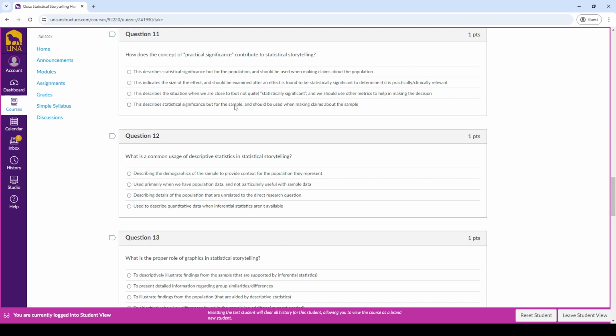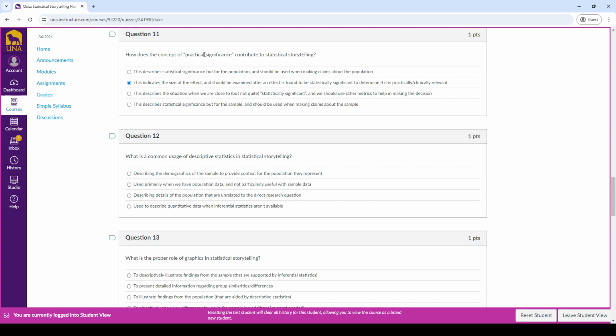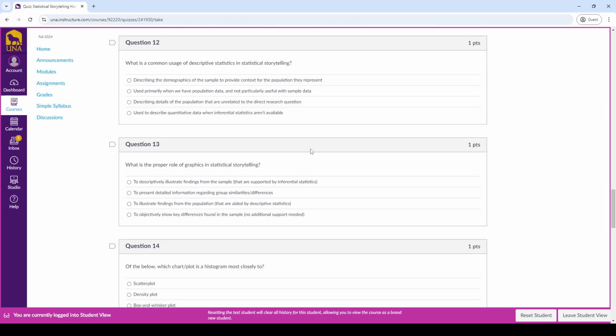"Describes statistical significance, but for the sample when making claims about the sample." No, that's just silly. So here, size of the effect, and we look at this after we find it to be significant to determine if it's practically clinically relevant. So practical significance, and again, we talk about, well, why is that important? Because it is. It's really, really important.